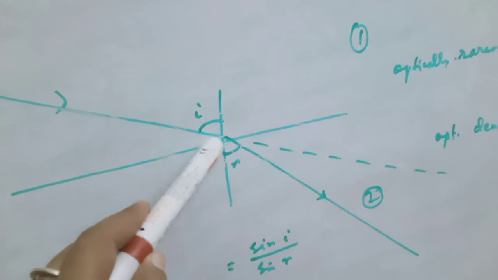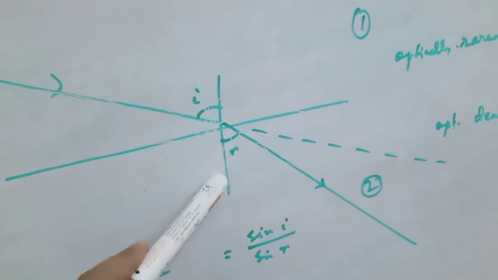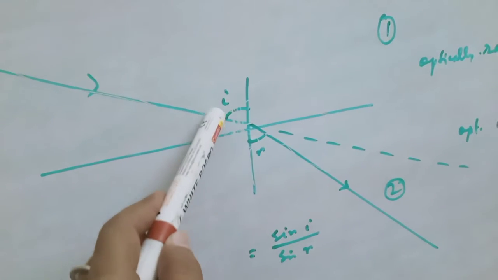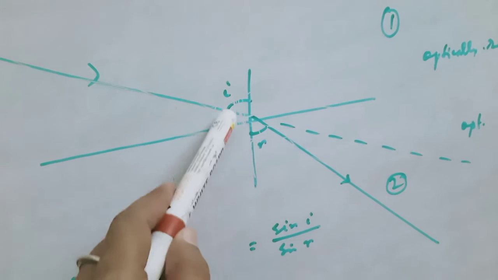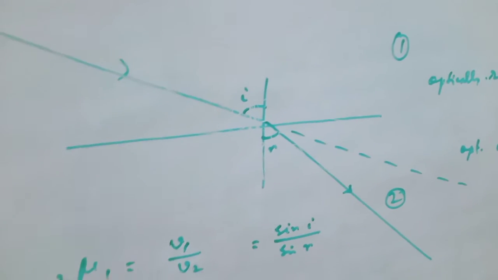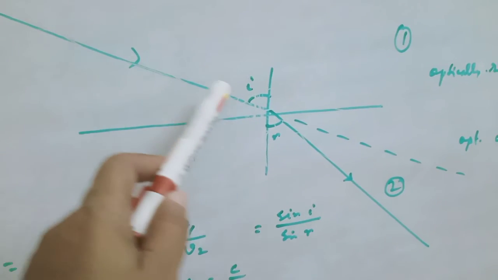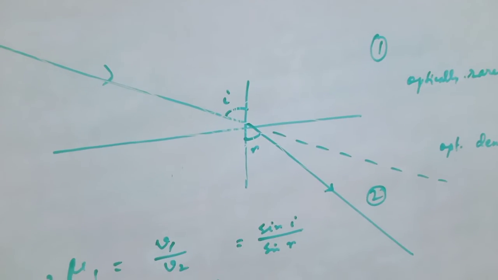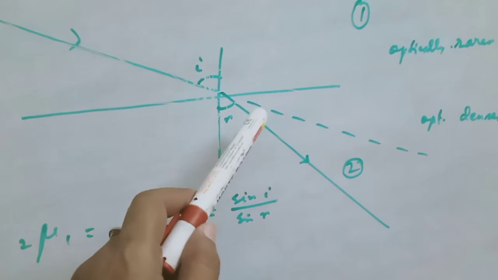Now, at the point of incidence, if we draw a perpendicular line, this is called the normal. The angle made by the incident ray with the normal is called the angle of incidence, and the angle made by the refracted ray with the normal is called the angle of refraction. Now see, this is the actual path of the light ray. It has bent towards the normal. It is traveling from, let us consider, air to any other medium. It may be glass or water.